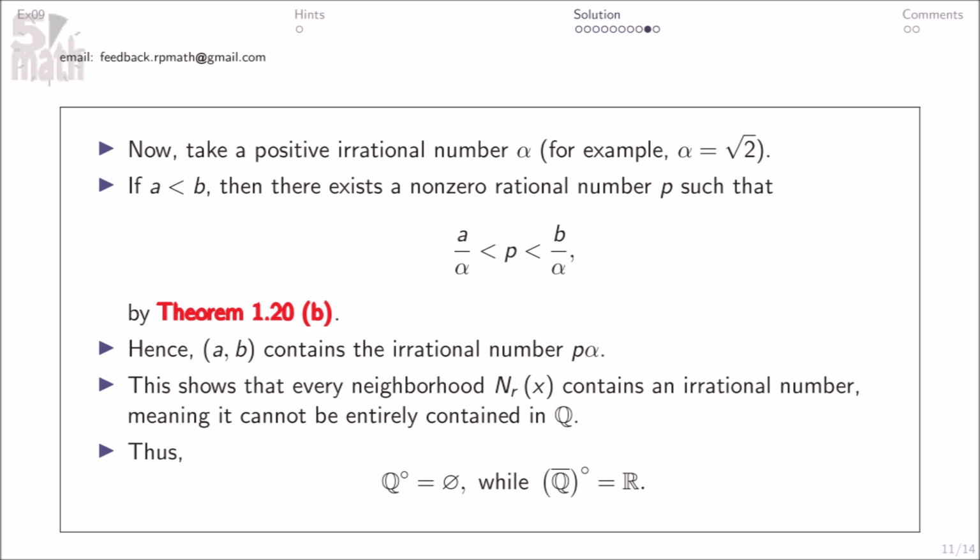Now, take a positive irrational number alpha, for example, alpha equals square root 2. If A less than B, then there exists a non-zero rational number P such that this, by theorem 120b. Hence, interval AB contains the irrational number P alpha. This shows that every neighborhood NRX contains an irrational number, meaning it cannot be entirely contained in Q. Thus, Q suck equals empty set, while Q bar suck equals R.